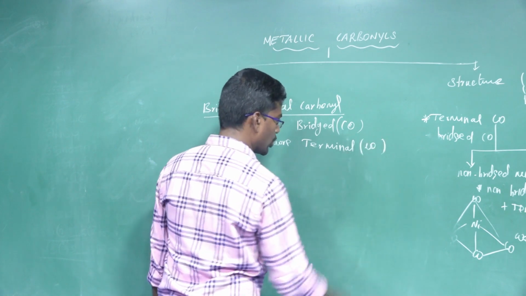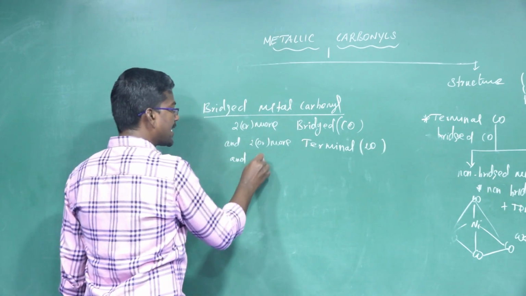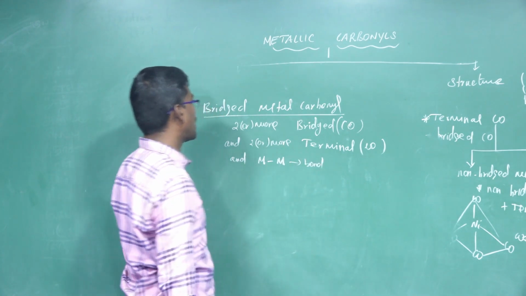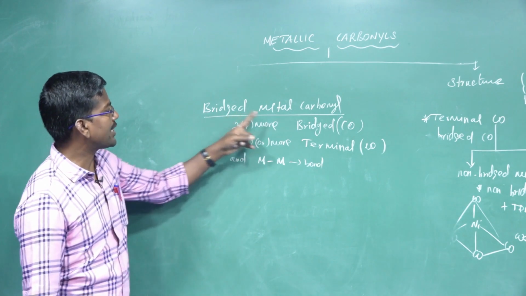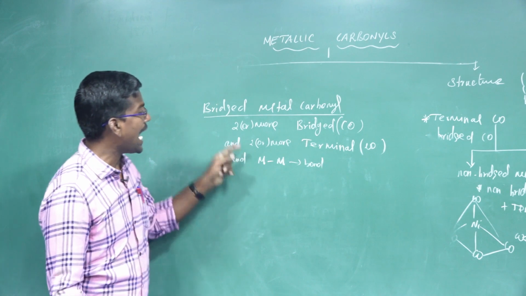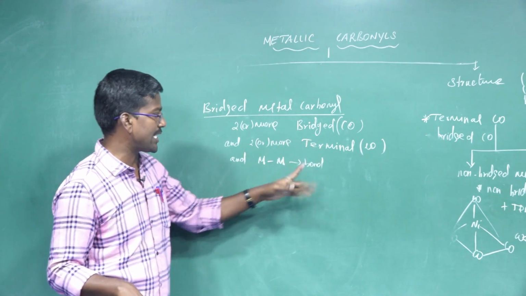Terminal carbonyl group and metal bond. Bridged metal carbonyl contains two or more bridged carbonyl groups along with two or more terminal carbonyl groups and a metal-metal bond.